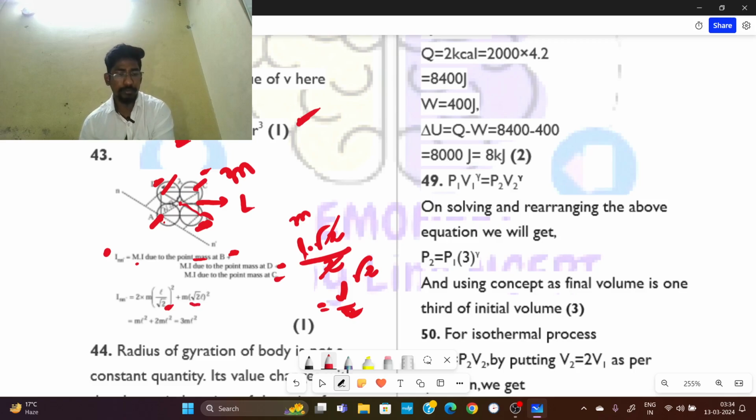And for the second part, it will be equal to the length of the whole diagonal. So if you add these two, you will get 3 ml square. That means option 3 is correct.